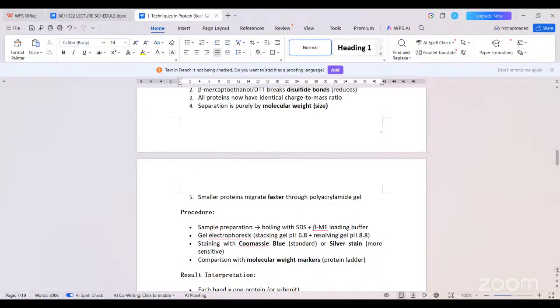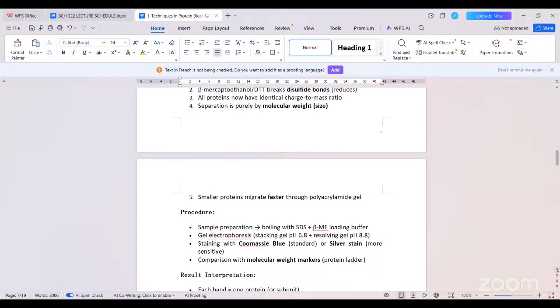Okay. So for one to use SDS-PAGE, the sample must first be prepared by boiling with SDS and beta mercaptoethanol loading buffer, after which this mixture is run through gel electrophoresis.